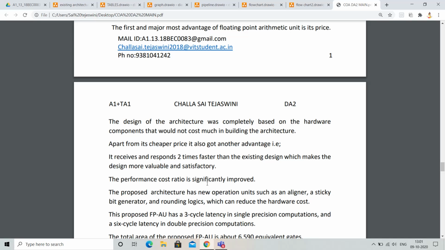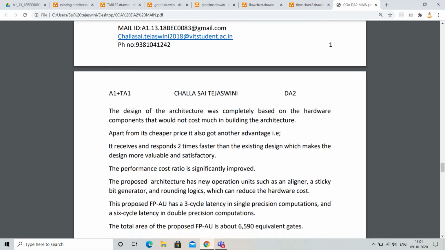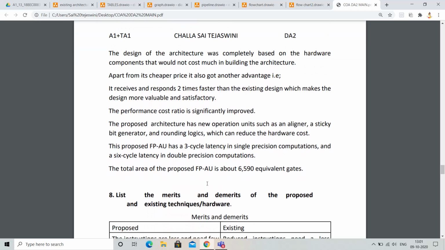Apart from its cheaper price, it has another advantage: it receives and responds 2 times faster than the existing design, which makes the design more valuable and satisfactory. The performance cost ratio is significantly improved.